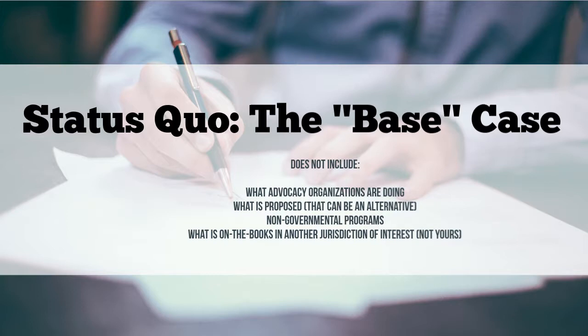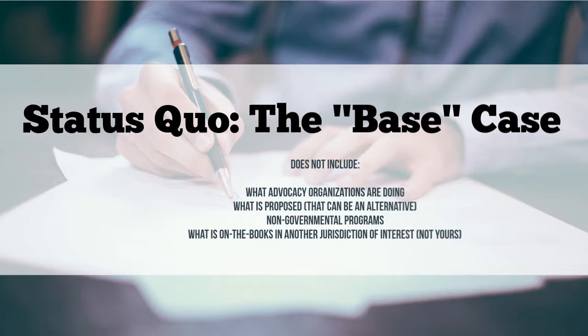One thing that always confuses students is that the status quo, and your alternatives for that matter, are not what advocacy organizations or private organizations may or may not be doing. The goal of this project is to understand what the government in your jurisdiction of interest has or has not done to address this problem. The other thing to know about the status quo is that it does not include things that have failed to pass or that are proposed. Those can be alternatives that you may eventually consider.